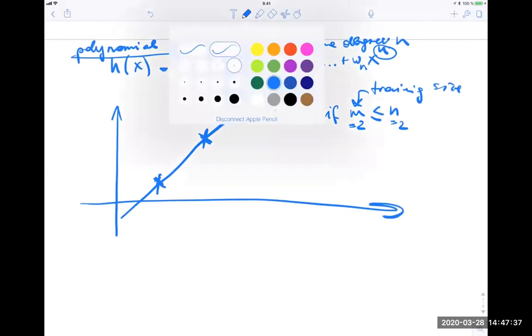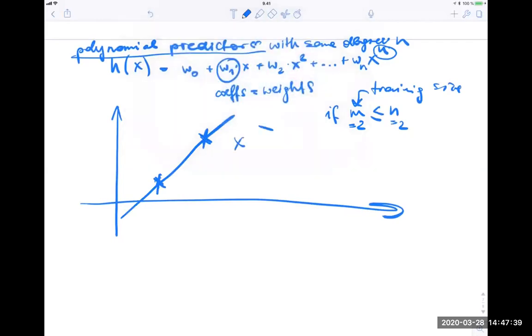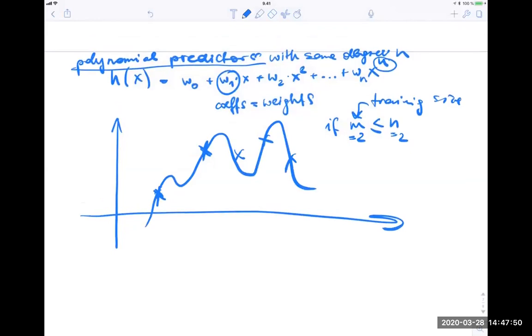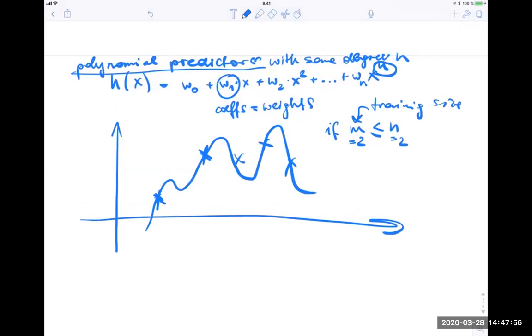And polynomial predictors generalize this to m data points, to more than 2 data points, simply by using a sufficiently high degree of the polynomial. So you need to be careful when using polynomial predictors, because if you choose a too large degree of the polynomial, you will get the following.